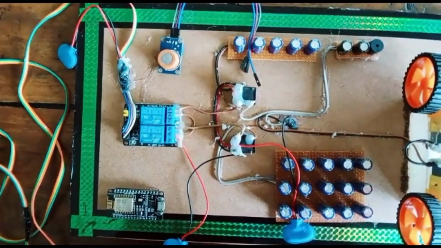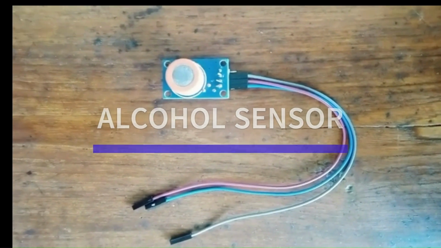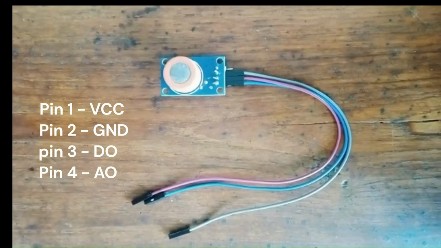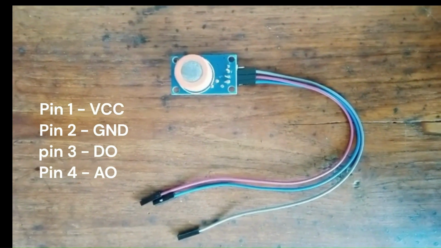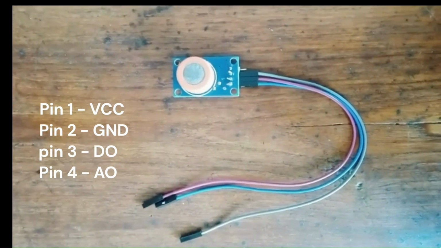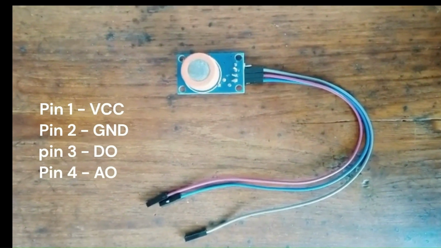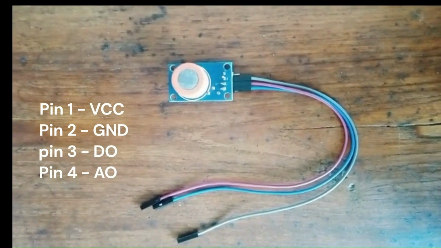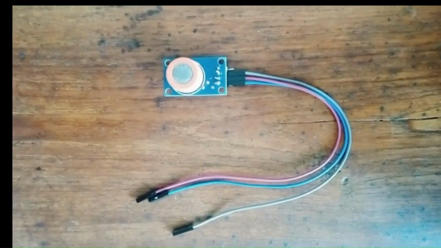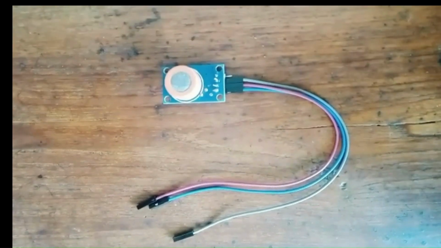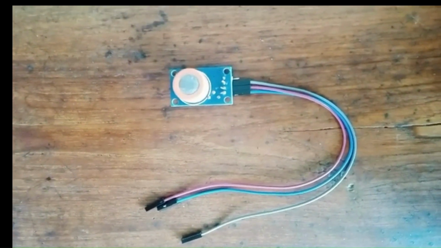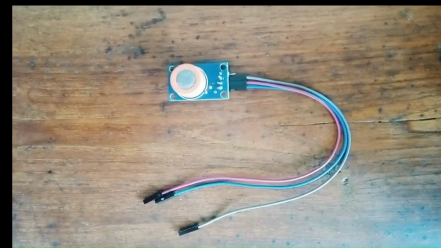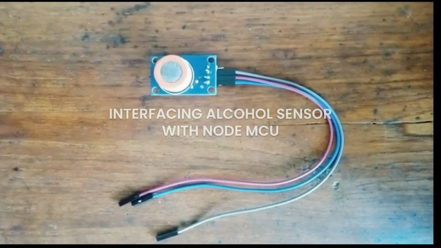Here we can see an alcohol sensor. The alcohol sensor mainly consists of 4 pins. Pin 1 is VCC, pin 2 is ground, pin 3 is D0, that is digital output, and pin 4 is A0, that is analog output. In our project we have used only the digital output for this alcohol detection, and we have represented the output in the form of a dashboard.